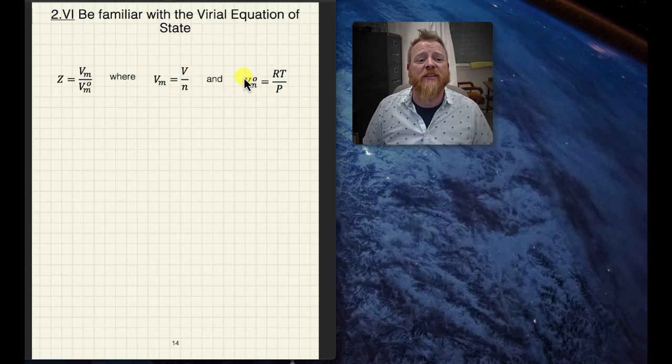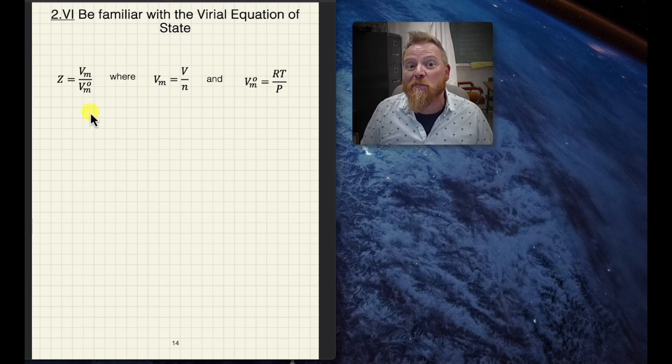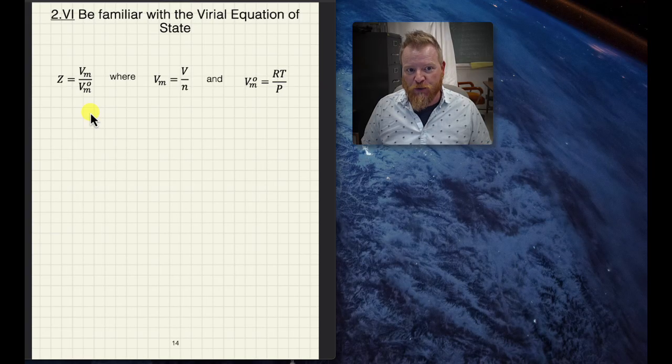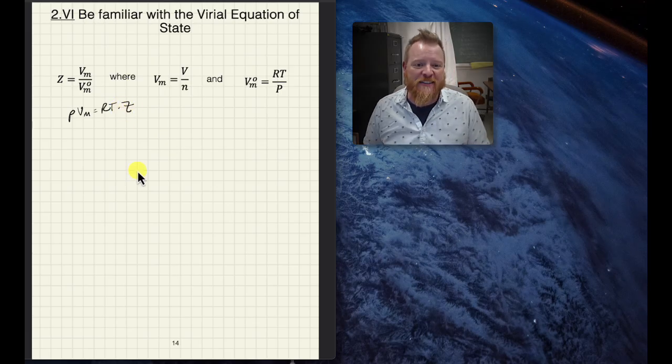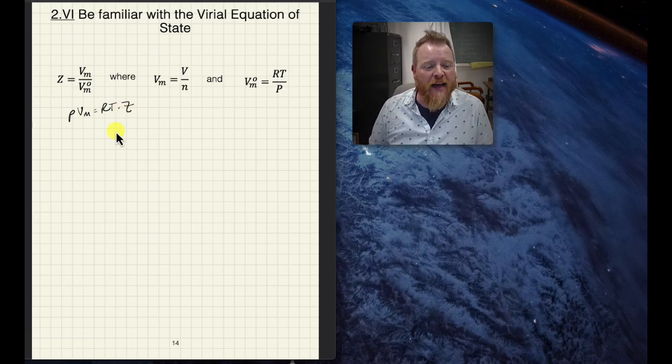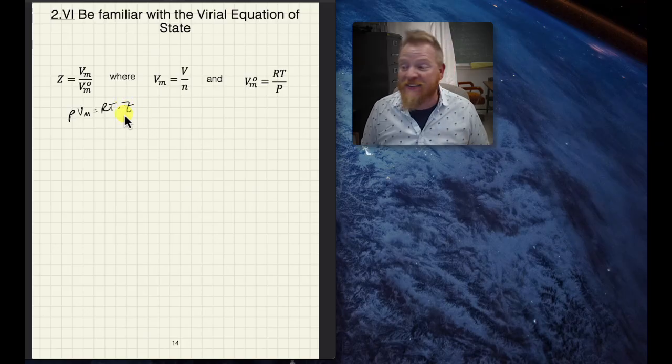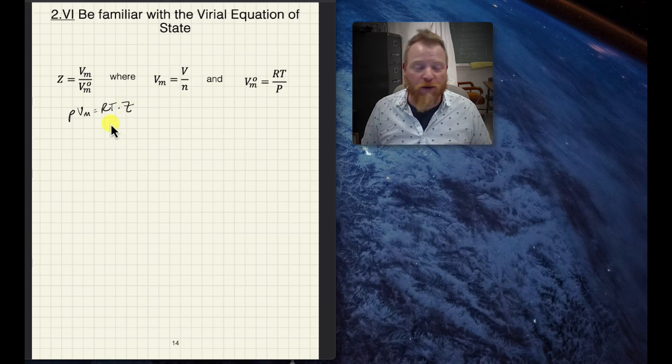The virial equation of state is put together by trying to apply some type of empirical relationship to the compression factor. So if I rewrite the ideal gas equation with the compression factor, hopefully we remembered that went as the following: P times Vm equals RT times Z. Okay, so we developed that last time. And what we seek to do is find a way to write Z in this empirical way.